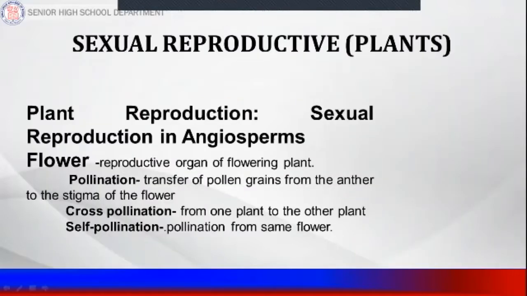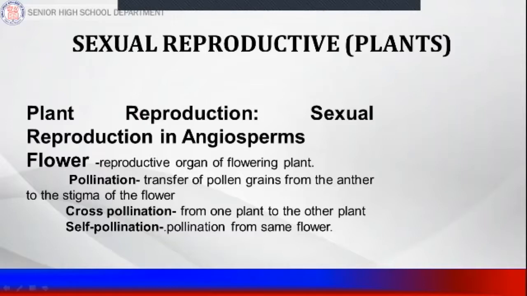So we also have sexual reproduction. Sexual reproduction in plants. First and foremost, you have to know that in sexual reproduction, the most important parts are the male and the female gametes. Just like humans, you know that humans have male and female gametes, which are used for reproduction, same as for the plants.